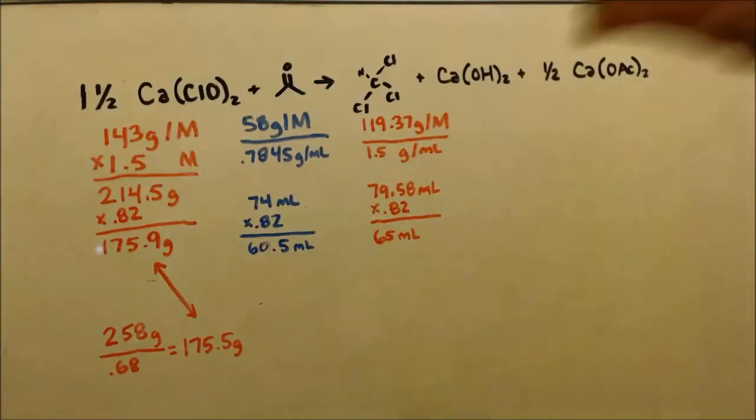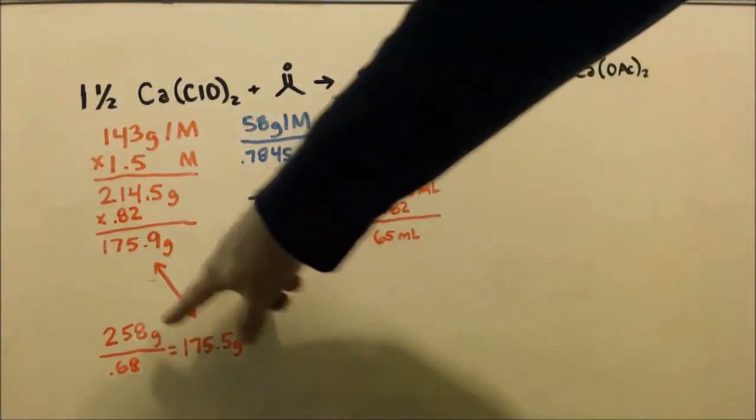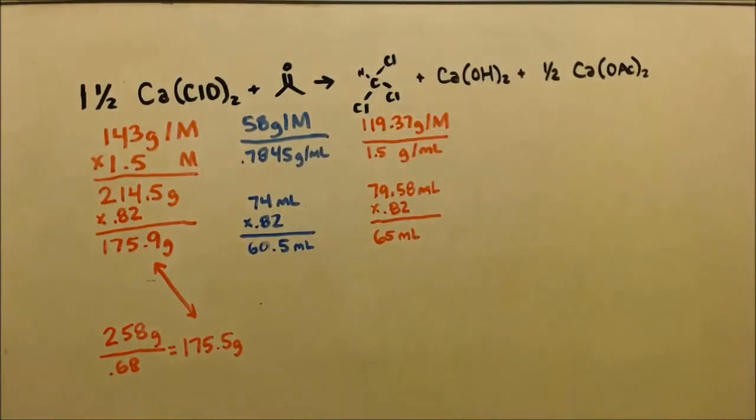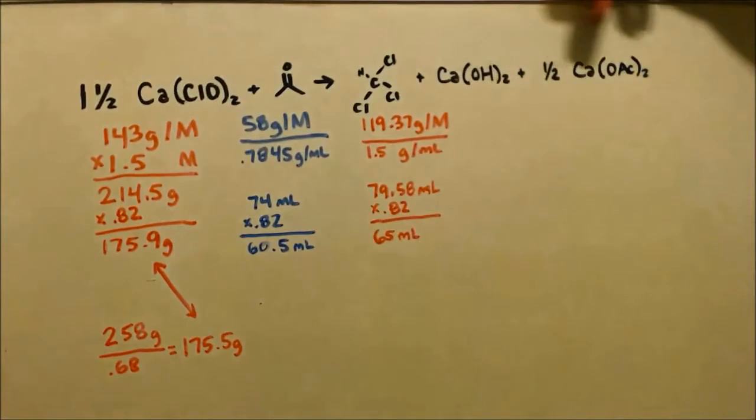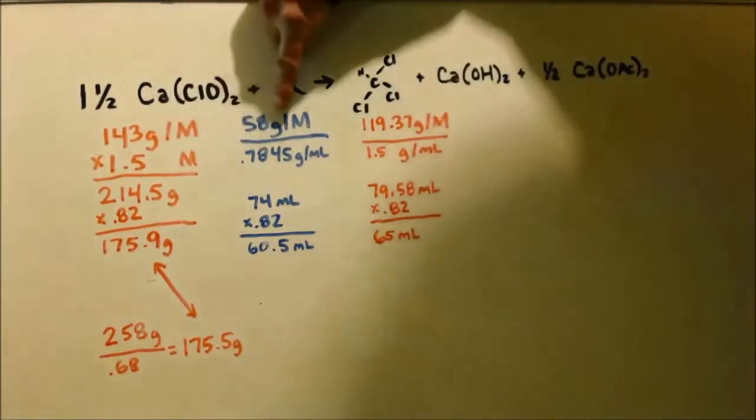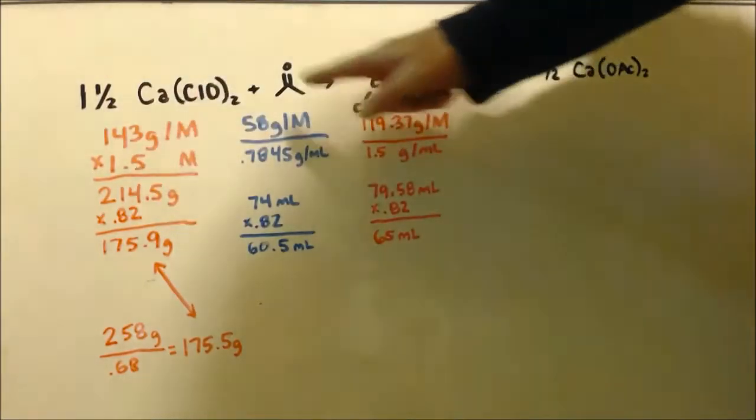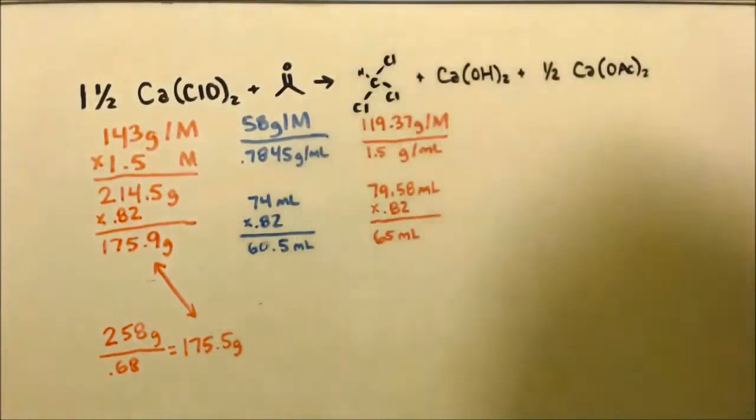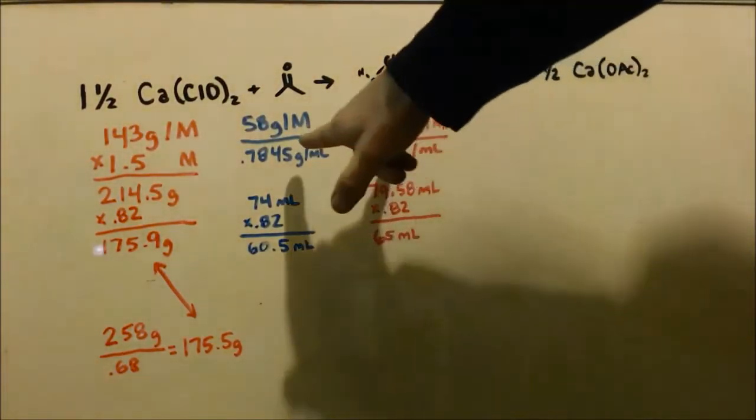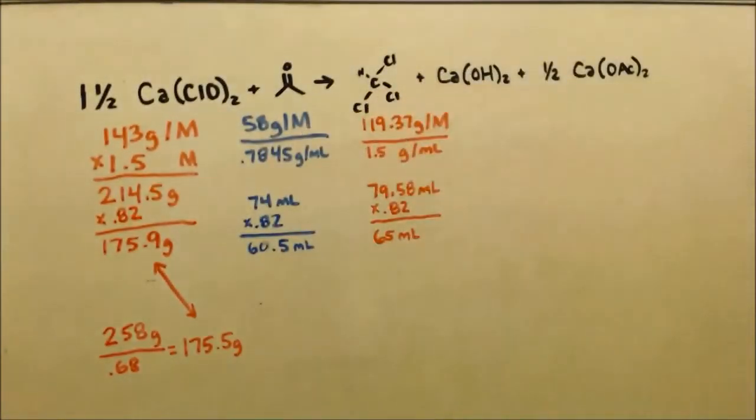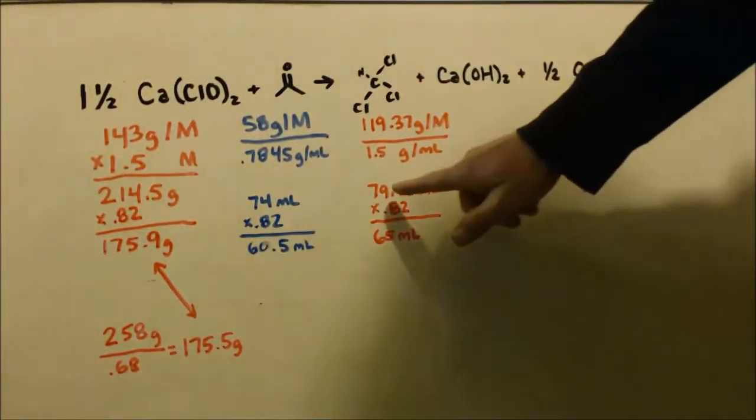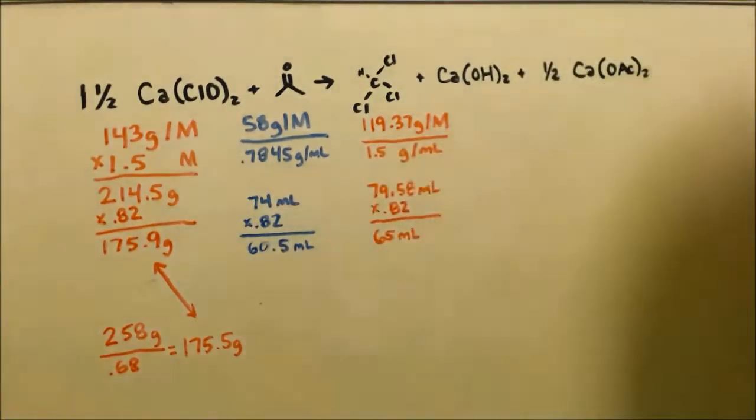Well, I only had 175 or 258 grams of the calcium hypochlorite. But here's my equation, my molar masses. I multiplied them by what I needed to, 1.5, times that by 1, times that by 1. These two I divided by the density so that I could get the milliliters per mole.